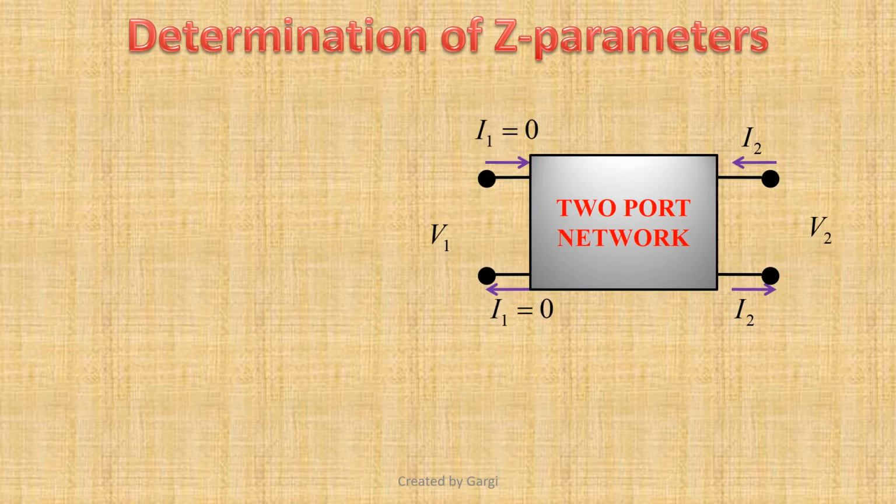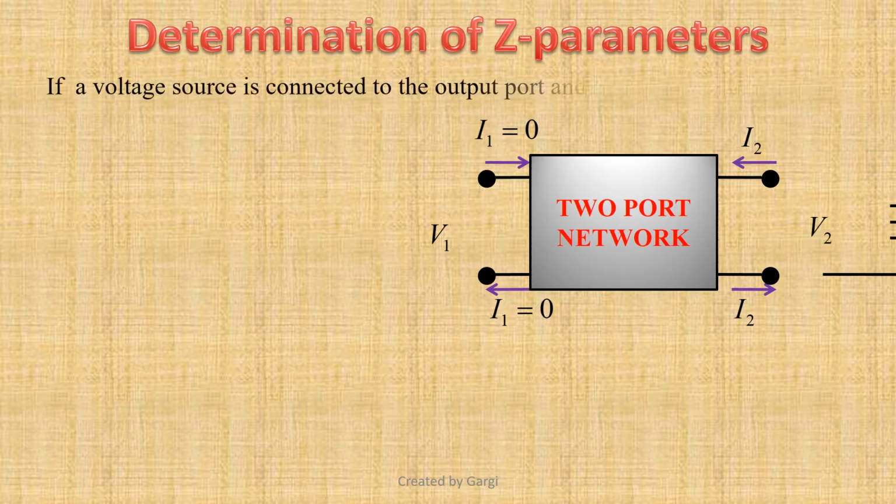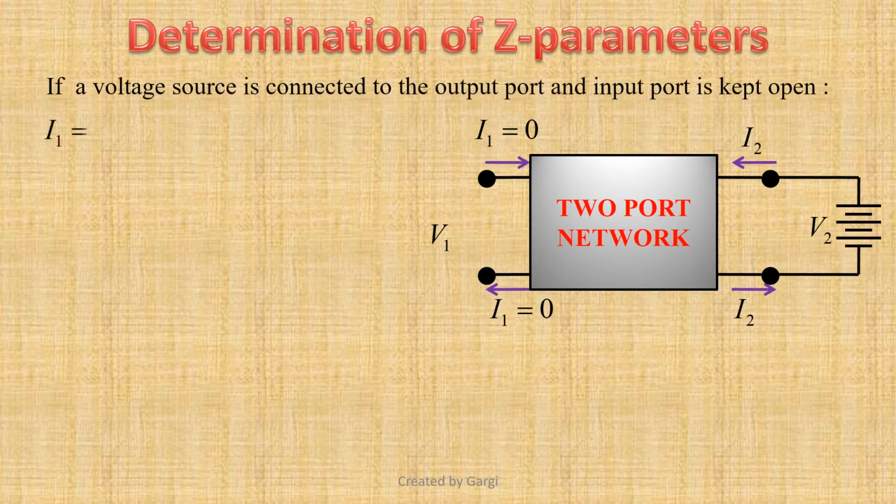Let us determine the other two parameters, Z12 and Z22. For this, we will connect a voltage source at the output port and we will keep the input port open circuited. So I1 equals 0. Let us connect an ammeter to measure the output port current I2 and two voltmeters to measure the port voltages.